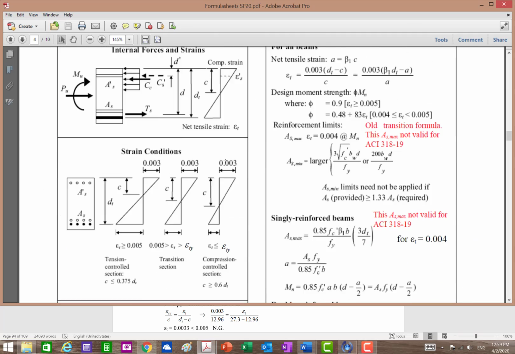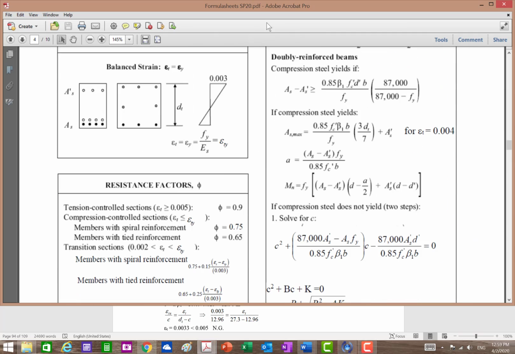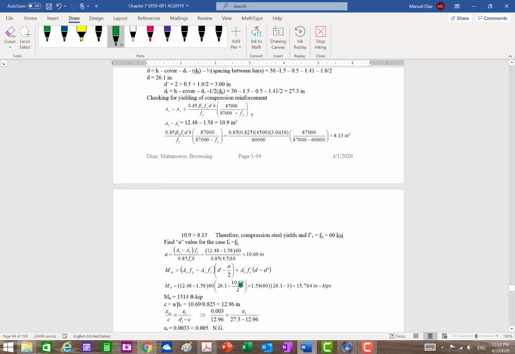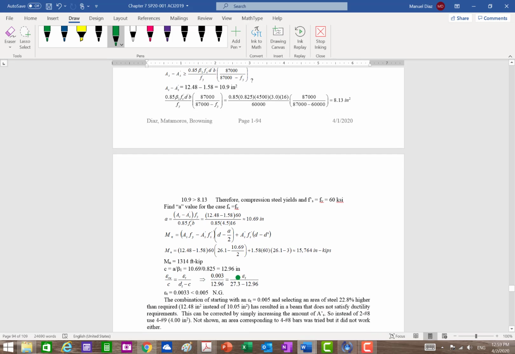So you don't forget. I mean, design aids, you have several things here. Okay? The formulas for compression reinforcement are here. If it yields, right? If it yields, you have it here. Okay? So there it is, right in here. So you have it. Okay? So all these formulas are there. So we use the formula, put it here in M sub n, find my M sub n, check ductility. Oh, ductility is not good. 0.033 compared to 0.05. Okay.